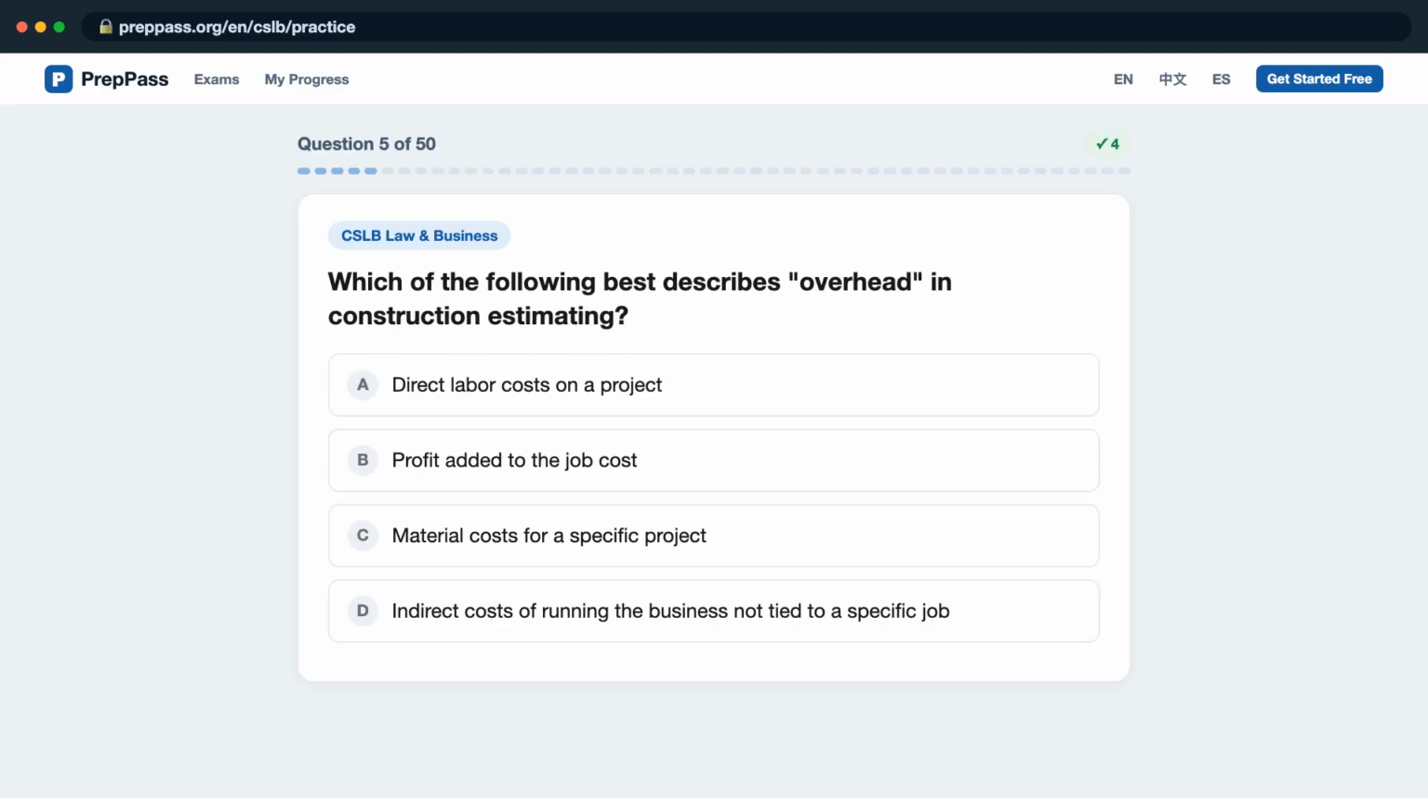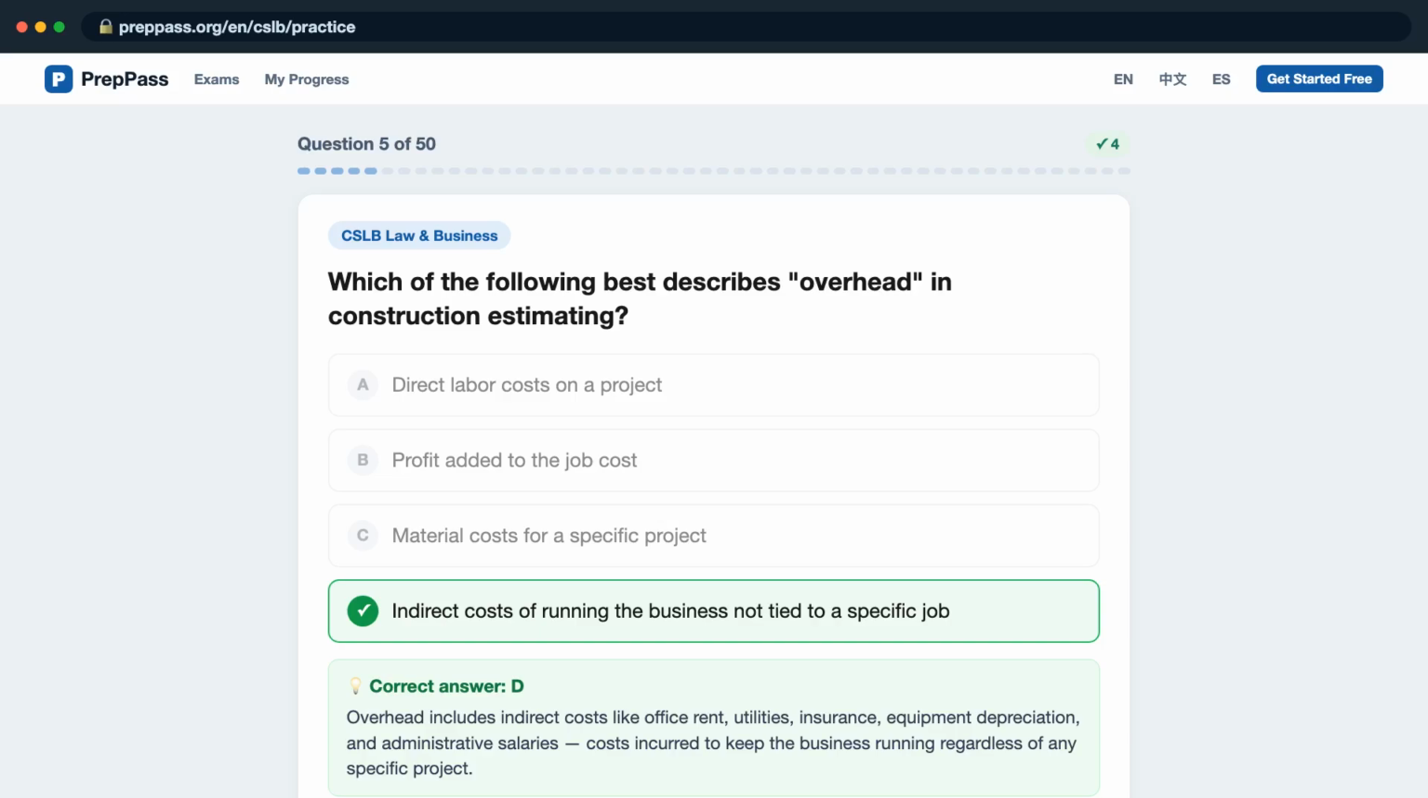Question 5. Which of the following best describes overhead in construction estimating? Is it A, direct labor costs on a project? B, profit added to the job cost? C, material costs for a specific project? D, indirect costs of running the business not tied to a specific job?